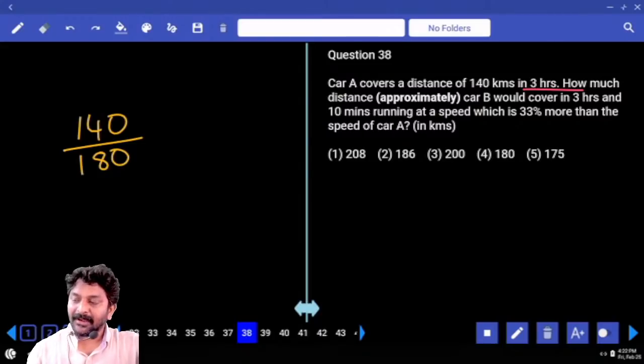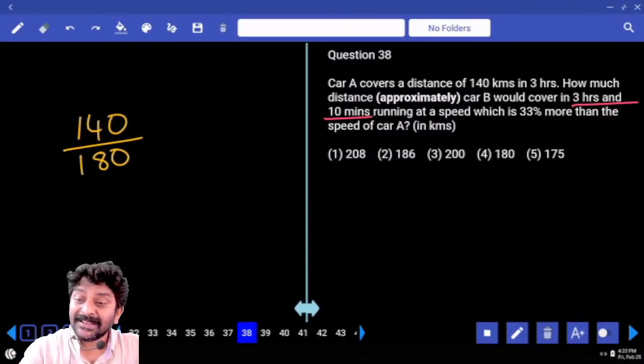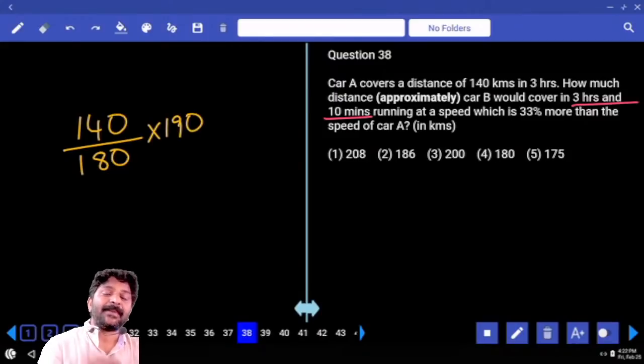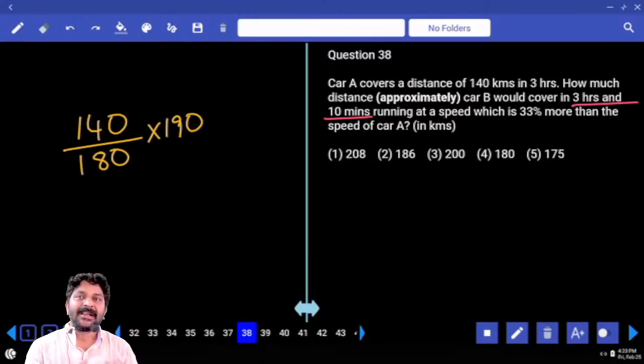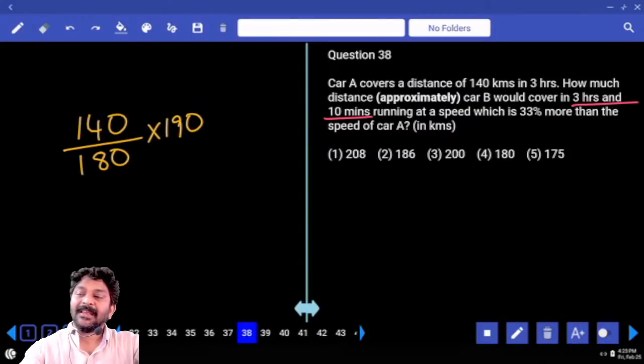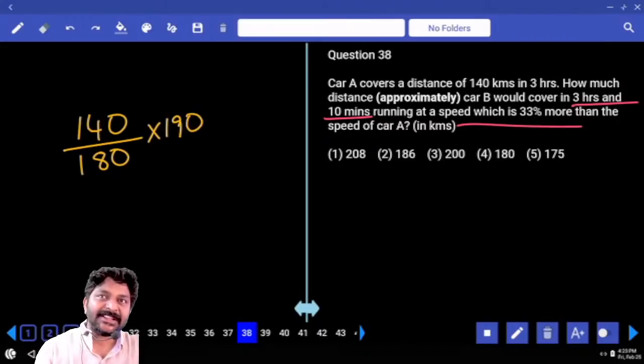Right. Now your question is to identify the distance covered by car B in 3 hours, which means 180 minutes plus 10 minutes. In 190 minutes, the distance covered by car A is 140/180 into 190. Correct? This is the distance covered by A, in 190 minutes. But we want to know the distance covered by car B, whose speed is 33% more, right?